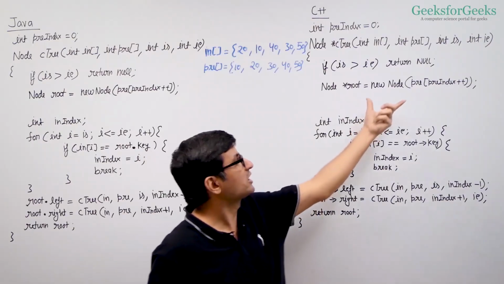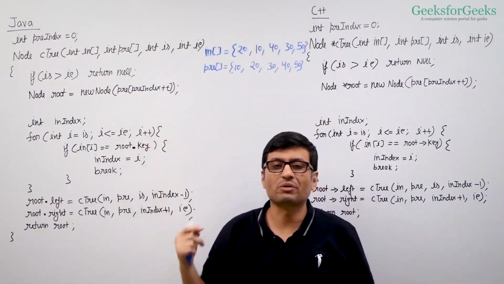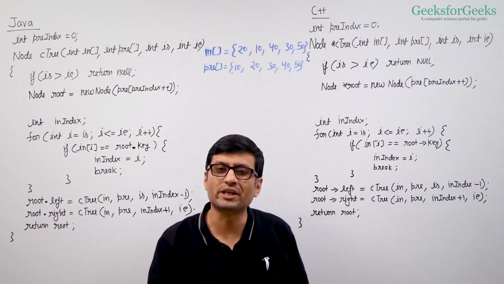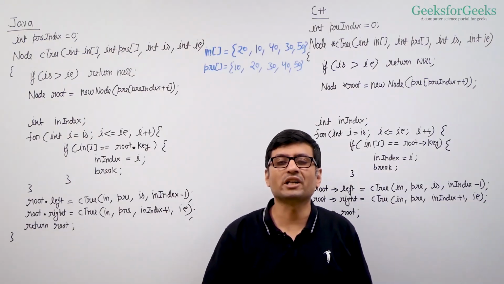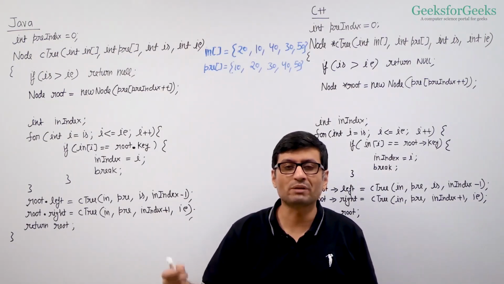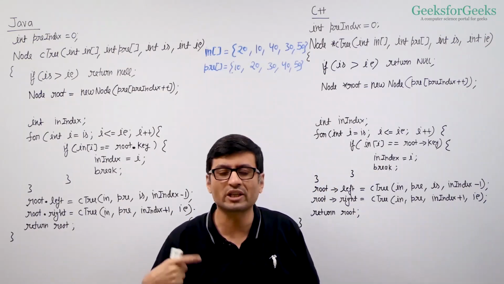So if you take a look at this first line here and this line here in the Java code, what are we doing? We are taking the item at pre-index from the pre-order traversal, from the pre array, and then we are incrementing pre-index. So we have postfix pre-index plus plus, which returns the old value and then increments it.